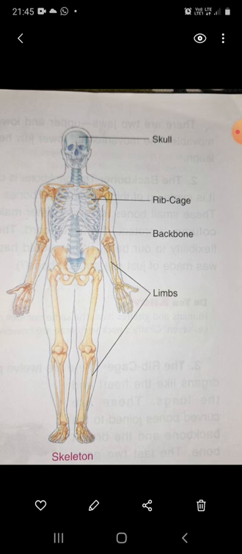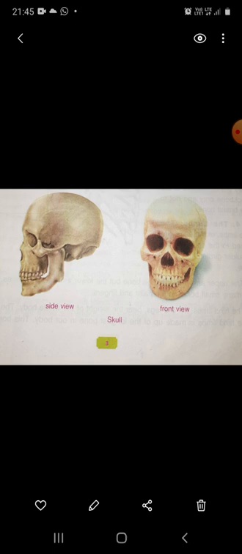So, as you can see in this picture, the different parts of our skeletal system are shown here. One by one, today we will study the main parts of our skeletal system. So, let's start. Our first part of the skeletal system is the skull.